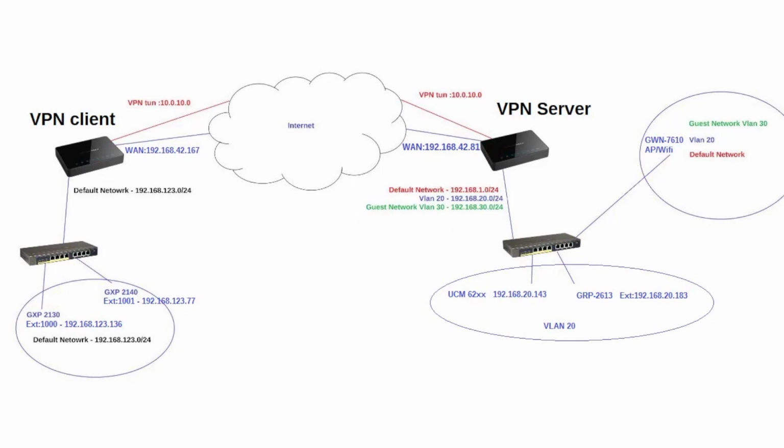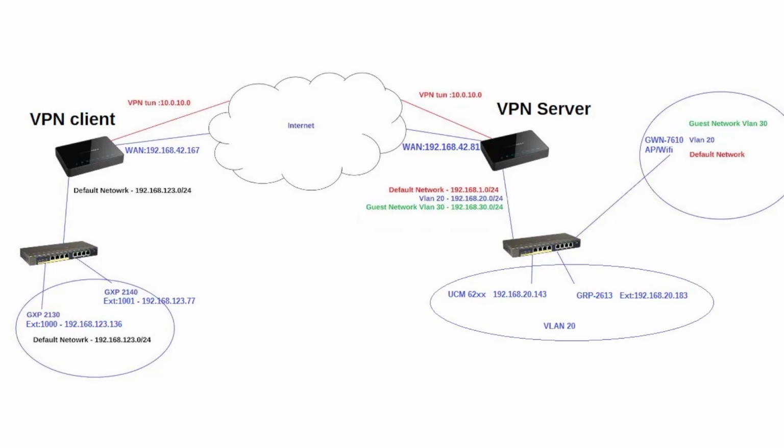So we have our two routers here, the VPN server on the right and the VPN client on the left. The client has the 42.167 address in blue. The other one has the 42.81, which is our server. Now, if you notice on the server, we have three different subnets. The default network is going to be the normal data network. The VLAN 20 is going to be a simulated VoIP isolation network. And the green VLAN 30 is going to be our guest network, which we're actually going to broadcast all three networks on our GWN 7610, which is our AP.